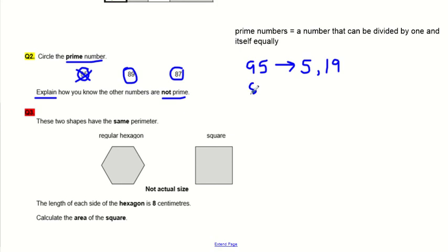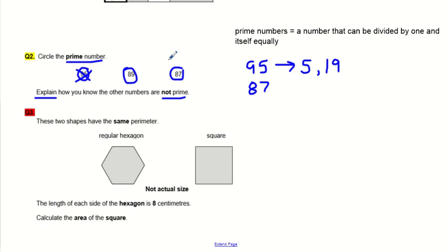So let's think about 87 now. So 87, it can be divided by 1 and itself equally. Can it be divided by 2? No, because it doesn't end in 0, 2, 4, 6 or 8. Can it be divided by 3?